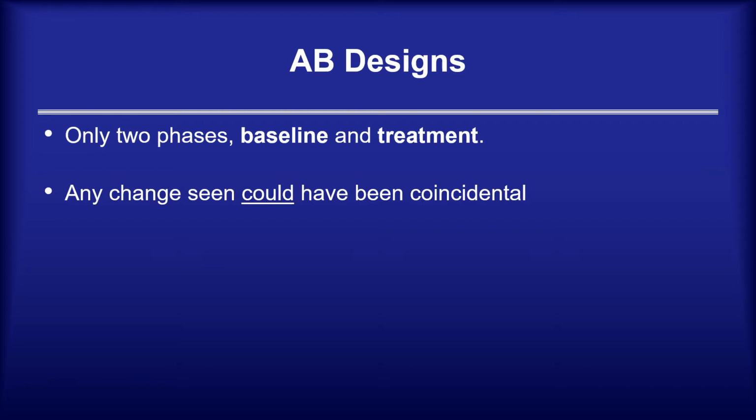A-B designs have only two phases, baseline and treatment. In this case, we can predict change from one baseline phase to intervention, but there's no opportunity for verification or replication across phases. Because of this, any change in the dependent variable could have been coincidental. An extraneous variable could have occurred at or about the same time by chance alone. We have no way of knowing. These are common in applied work.